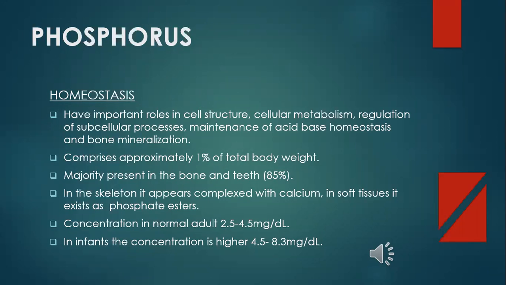Now, it comprises 1% of the total body weight, and it is majorly found in the bones and teeth, where it is 85%, and the normal range in the adult is 2.5 to 4.5 mg per dL, while in infants it is slightly higher due to their requirement, because they are in a developing stage and they require more phosphorus for their bones and other parts to develop.